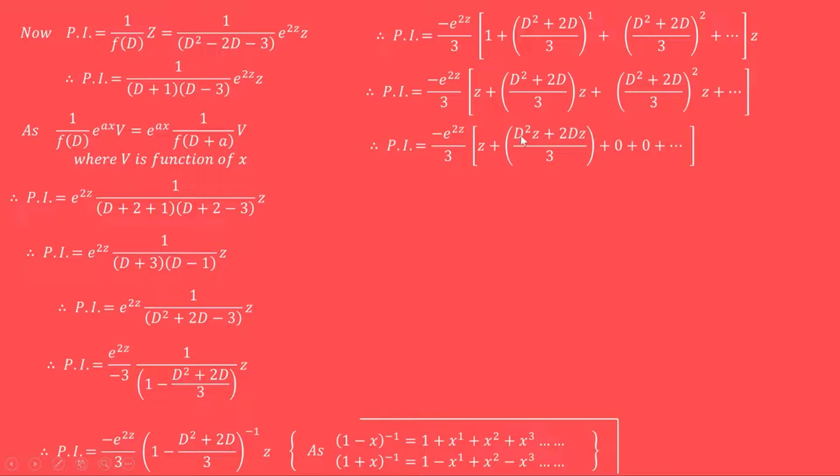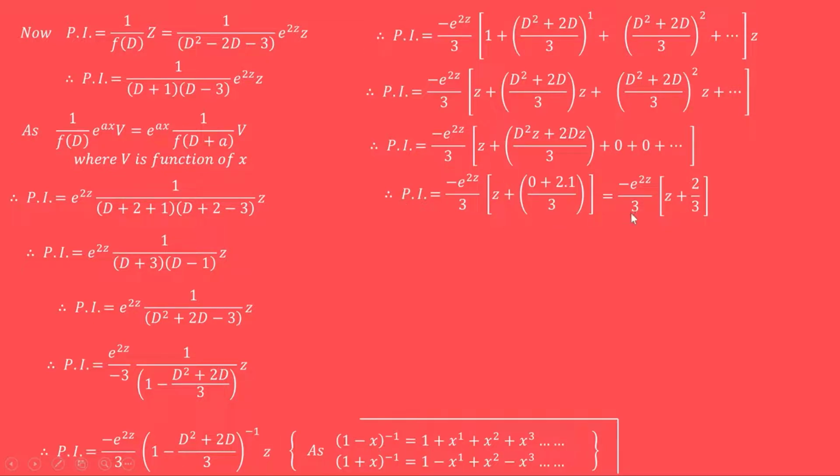Derivative of z is 1. Second derivative of z is 0. So you can write this as pi is equal to minus of e raised to 2z upon 3, square bracket z plus 2D upon 3 into 1, that is 2 by 3, plus the second derivative of z, 0. So this term will become 2 by 3. And so we get pi is equal to minus of e raised to 2z upon 3 into the bracket z plus 2 by 3.